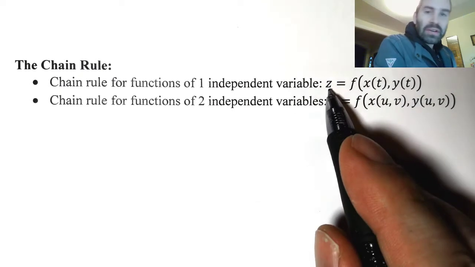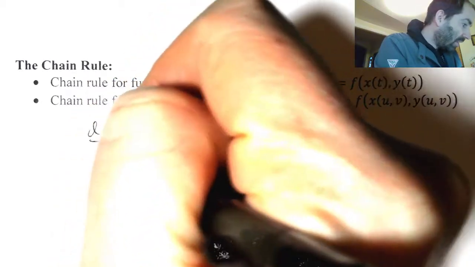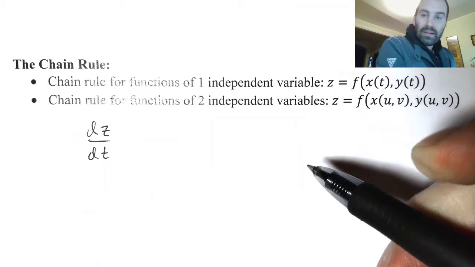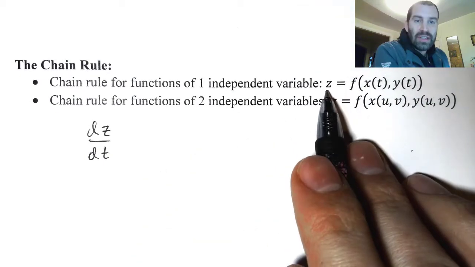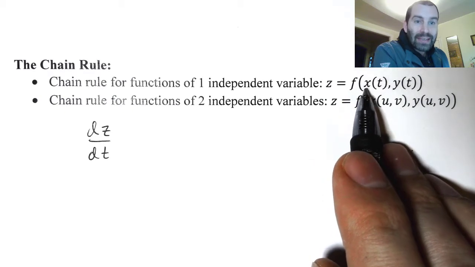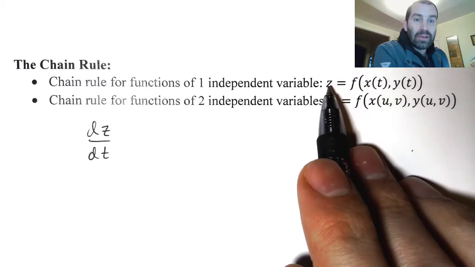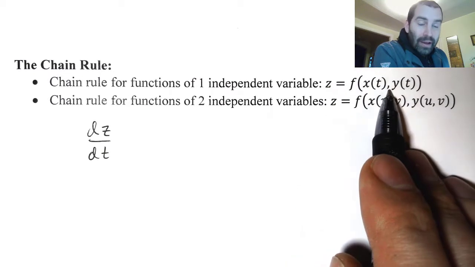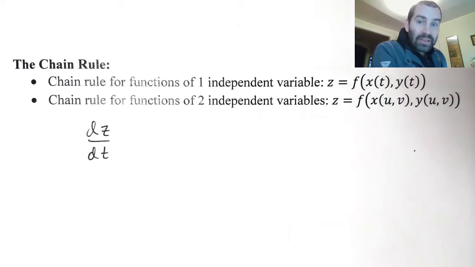Well, it says that if I want to differentiate z, so if I want to compute the derivative of z with respect to t, then what I'm going to do is I'm going to first differentiate z with respect to x, and then x with respect to t. But then I also have to consider the y. So I also have to differentiate z with respect to y, and then y with respect to t. And the way we combine all these is as follows.